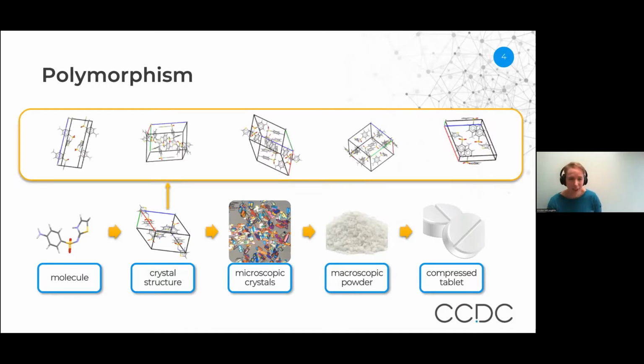The issue we're going to be looking at today is polymorphism. So this idea that we have our crystal structure, we've solidified our molecule into a crystal structure, but there could be other metastable structures available. And we don't know that we have the lowest energy structure. We could in fact have a metastable structure.